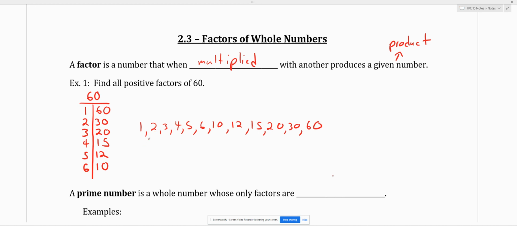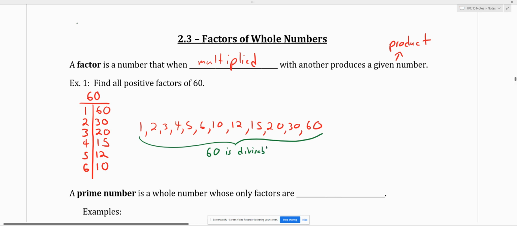And remember, because all of these are factors of 60, it means 60 is divisible by all of these numbers. It's saying the exact same thing. So remember our divisibility rules last time? Those help us to find these factors quickly. If you remember some of those, it would help us to find 2, 3, 4, 5, and 6 really fast.